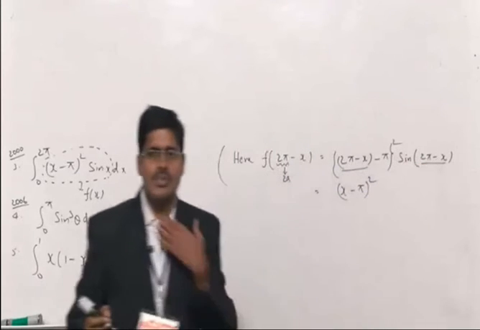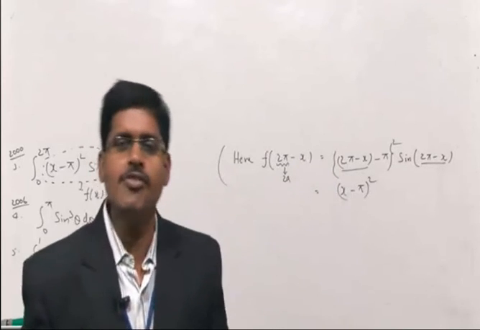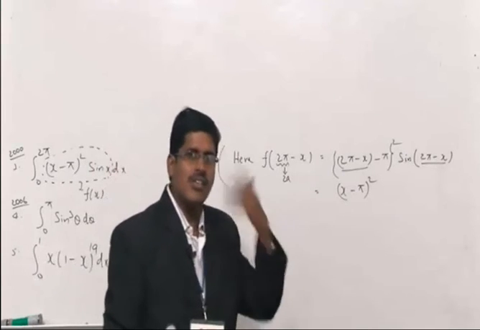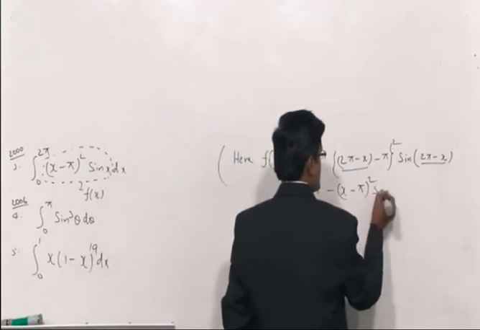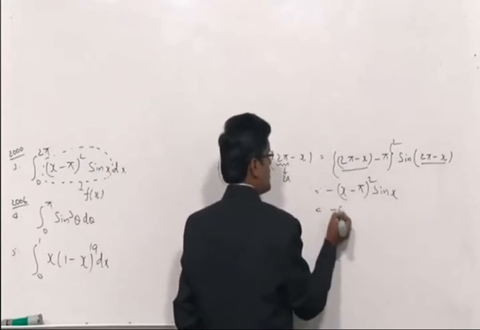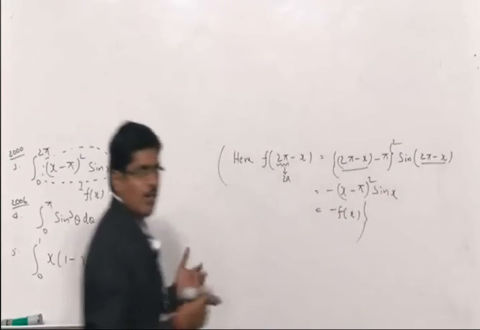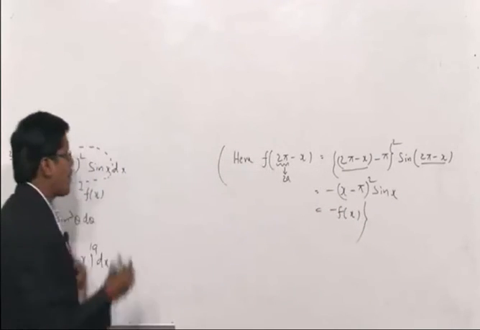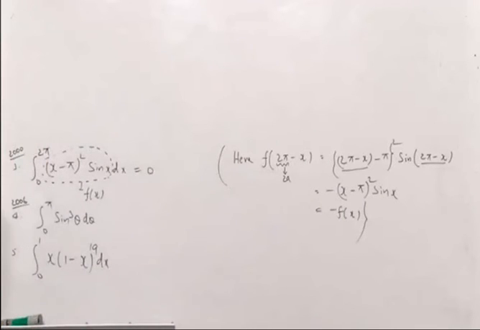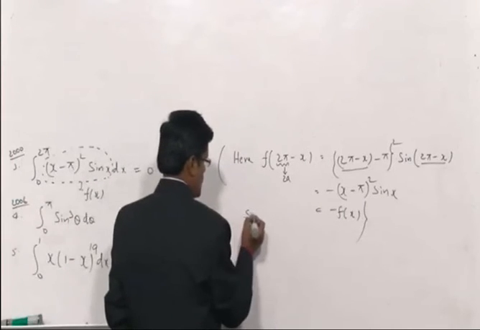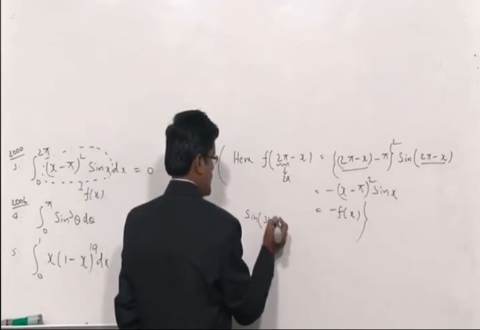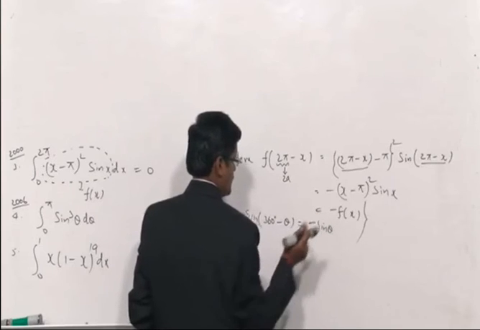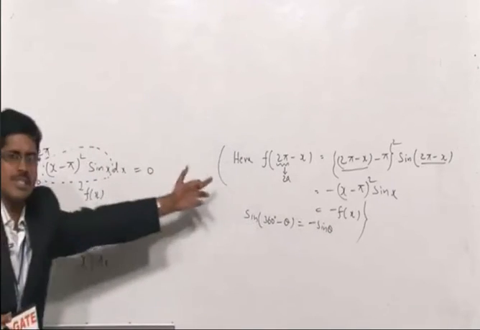Sine 360 minus theta. 360 minus theta locates in the 4th quadrant. In the 4th quadrant sine gives negative. That means sine 360 minus theta is minus sine x. Just refer to your trigonometry. Okay. So minus sine x. So finally what does it get? Minus f x. Whenever f of 2a minus x equals minus f x, your 6th property tells that the integral is 0. Sine 360 degrees minus theta is equal to minus sine theta. This is the formula I applied, and I used the 6th property.